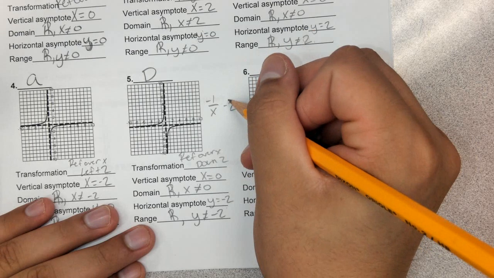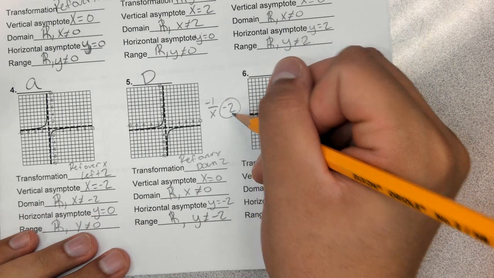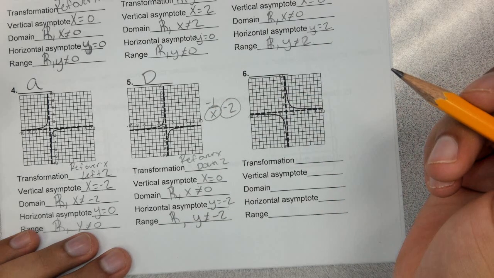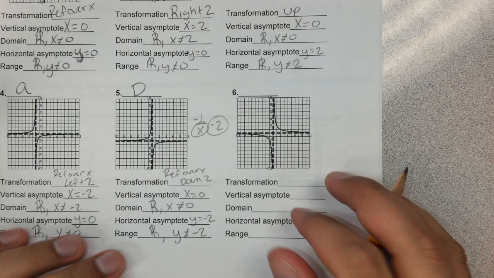So remember, this is what gives you the horizontal asymptote. This is what gives you the vertical asymptote. There's nothing there, so that's why it was 0.